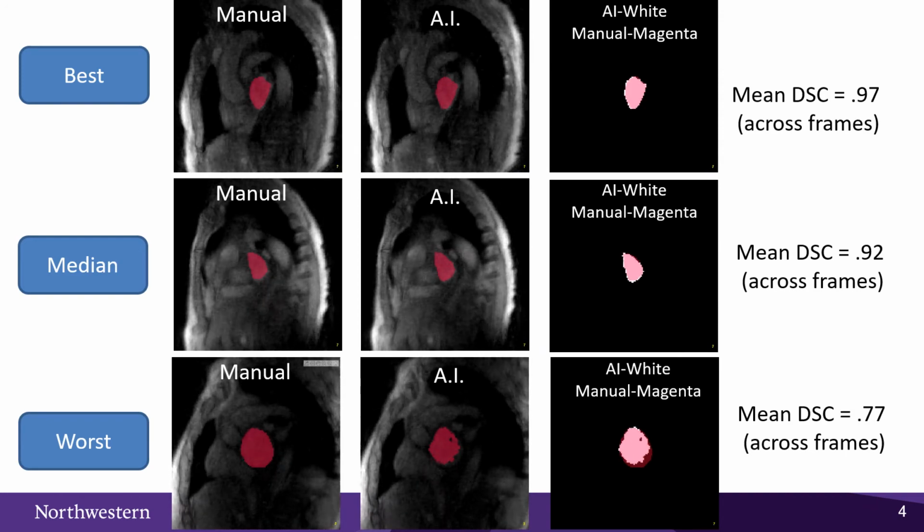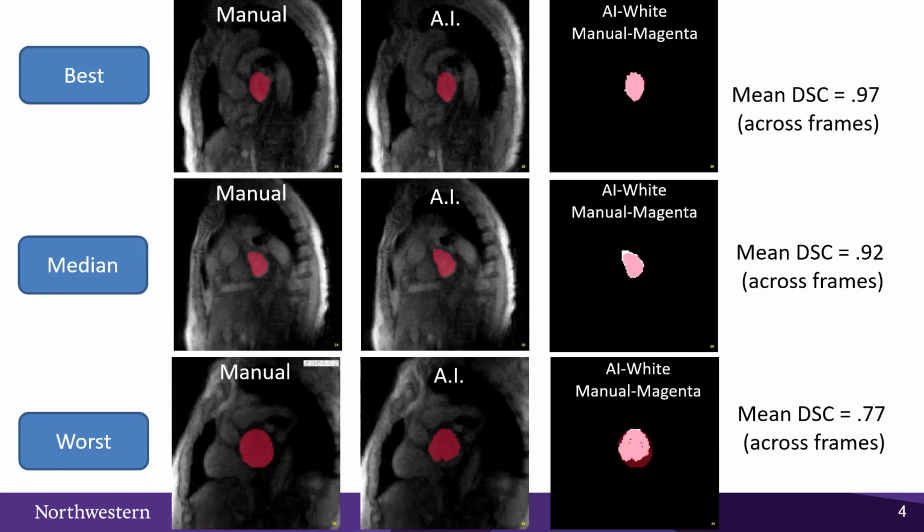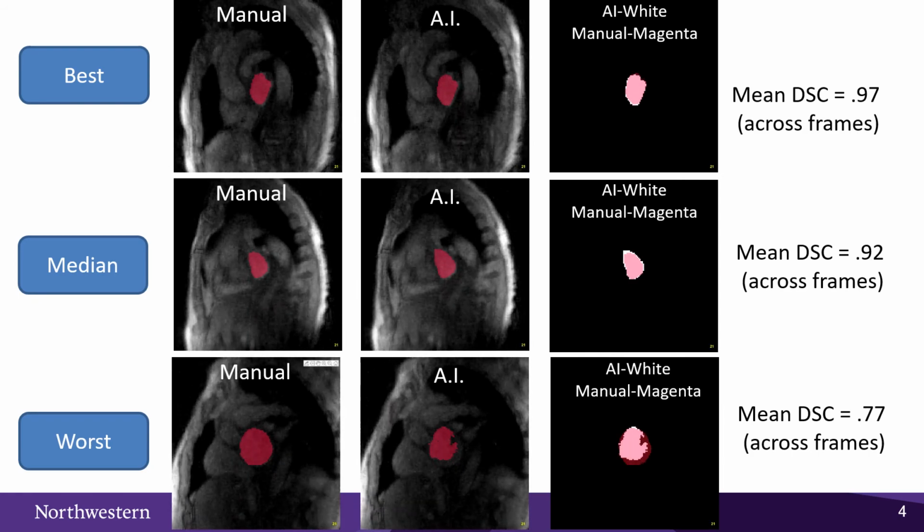Here are the best, median, and worst overall patients from one of our testing folds, where the 2D dice score, averaged over the total number of frames, is listed. For the entire 39 scans, we had an average 2D dice of 0.92 plus or minus 0.12 in testing.